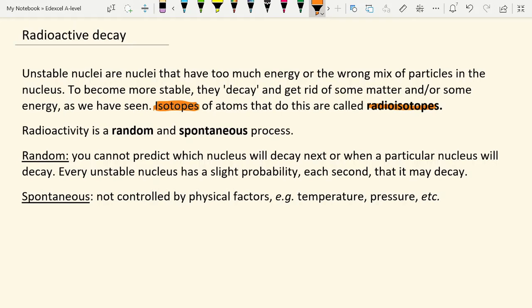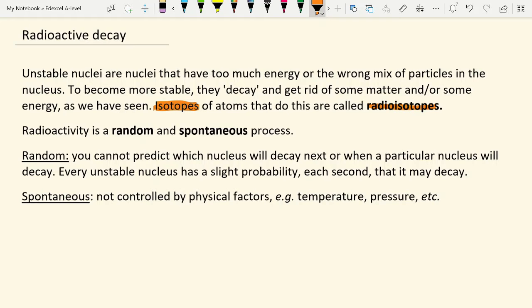So what random means is that if you look at a sample of a radioactive material, you cannot predict which nucleus is going to be the next one to decay. Or if you're looking at a particular nucleus, there is no way for you to predict when that nucleus is going to decay. There is a slight probability for every nucleus each second that it might decay.